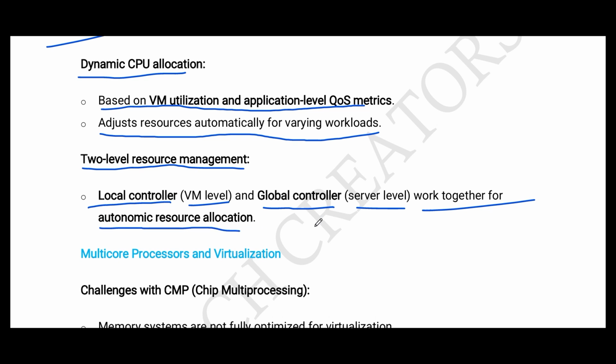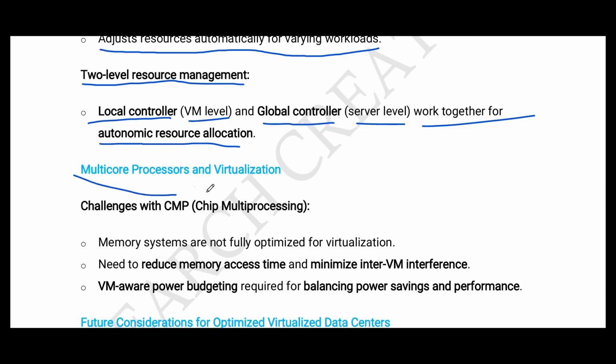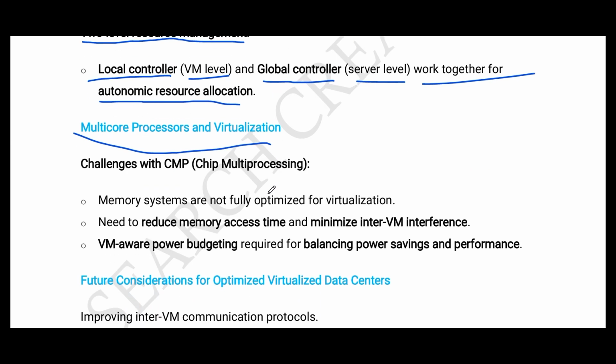Like in local level it is VM level, like in global controller we have server level. Both of them work together for autonomic resource allocation. Next is multi-core processor and virtualization.